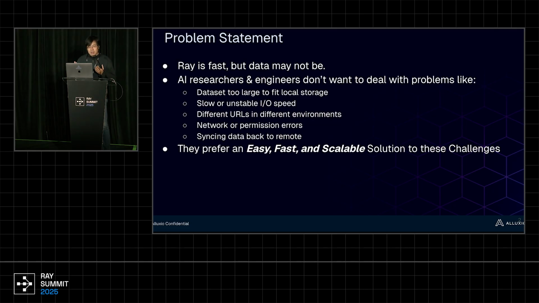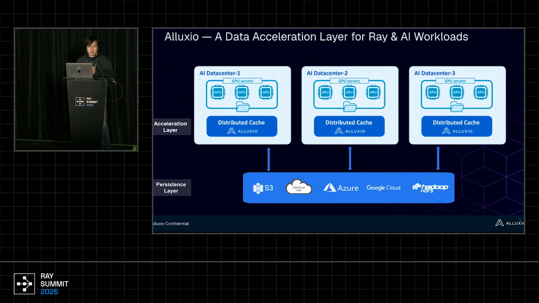They have to handle different URLs in different environments when launching jobs in different clusters or different clouds. It's handling network issues, permission issues, syncing back data from your remote storage. None of them want to handle issues like this. They all prefer an easy, fast, scalable solution so that they can just start to use the data in a plug and play manner. Okay, so this is where Alluxio comes in.